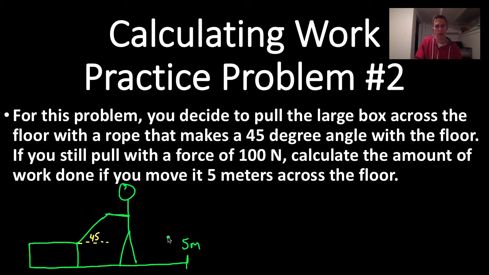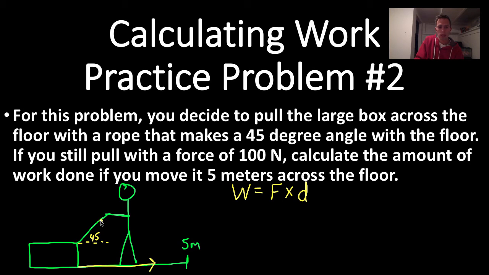And so again, you're going to be moving it for a total distance of 5 meters across the floor. All right, now let's go back to that definition of work, because we're going to be calculating the amount of work that you do here. Work is equal to a force times a distance. But in this problem, we have to pay attention to what direction that force is going in. Remember, it has to be exactly parallel to the direction that this box is moving. The box is moving across the floor, so it's going to be moving straight across the horizontal floor like this.